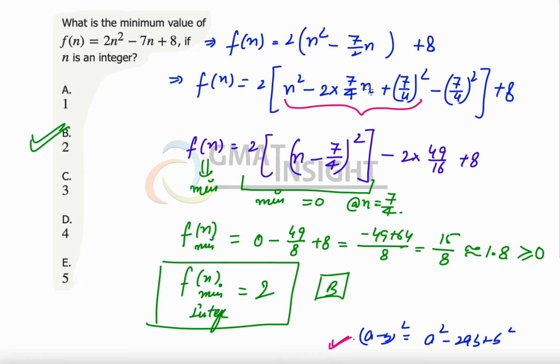I hope you enjoyed this entire process of understanding how to minimize a function such as this. I reiterate at the end that first of all we have to convert it in the form of (a + b)² or (a − b)², so that the part which is always non-negative can be reduced to its minimum possible value, which is 0. And we have also arrived that the minimum result of this function will be achieved at n equal to 7/4.